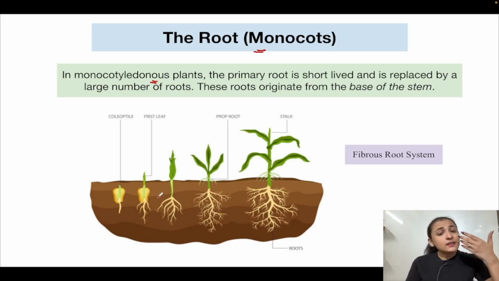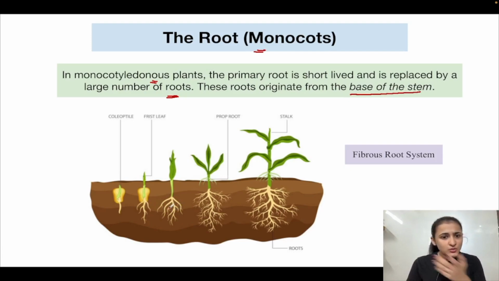It is replaced after some time by a large number of roots which originate from the base of the stem. See, now this primary root will not be there. It is very short lived. It will wither away. And this primary root is then replaced by a number of roots which are originating from the base of the stem. All these are roots which represent the fibrous root system.